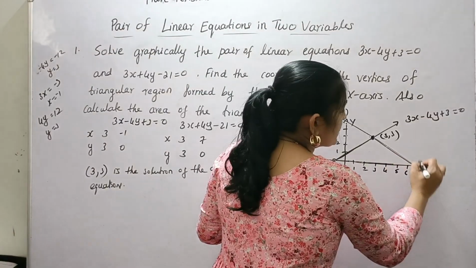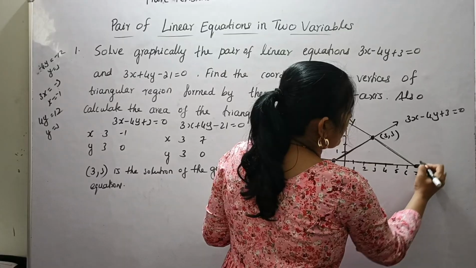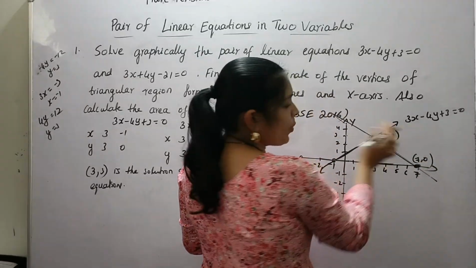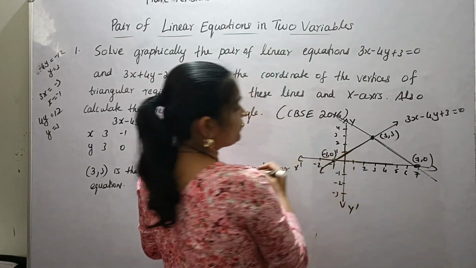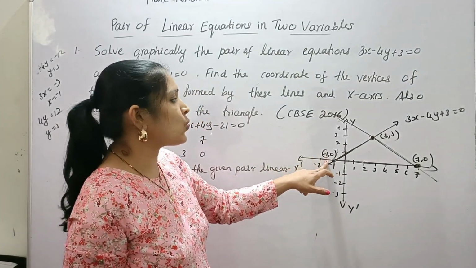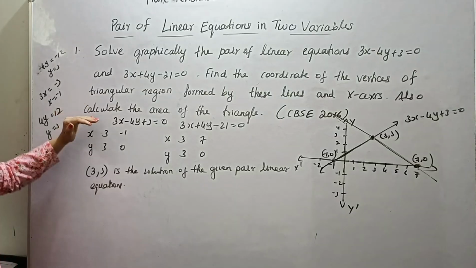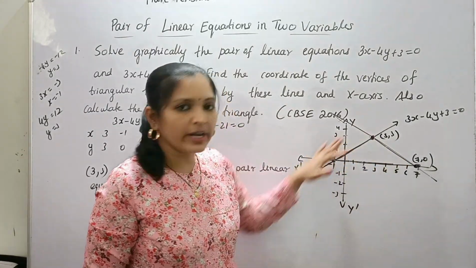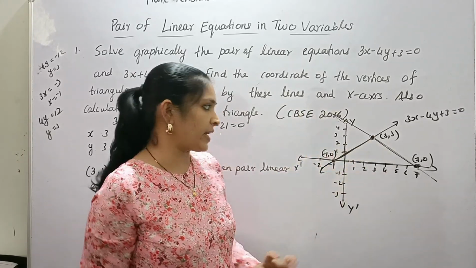Now this vertex is nothing but, see, it has x coordinate 7, y coordinate 0, right? And it is the point 3, 3. This one, minus 1, 0. So the coordinates of the vertices are minus 1, 0; 3, 3; 7, 0. Next, we have to find the area of this triangle. We have the vertices, and using these vertices, we have to find the area of this triangle.